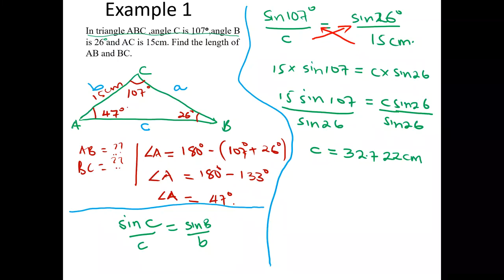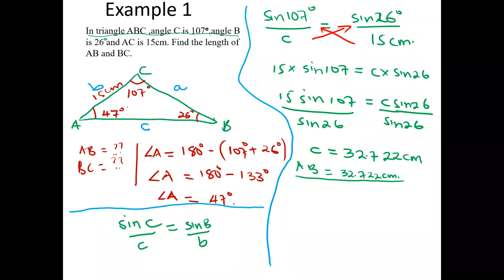So that is C, but we are not asked to find small c. Remember, small c is the same as side AB, so we shall say that AB is equal to 32.723. So this is our side B. And here we also want to find side BC. Where is side BC? BC is the same as small a.